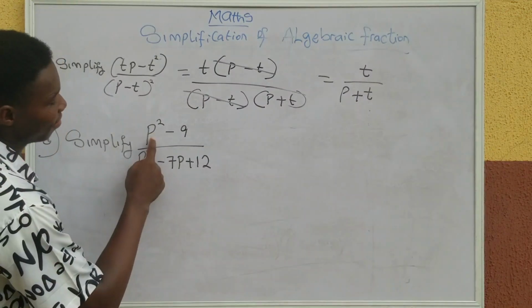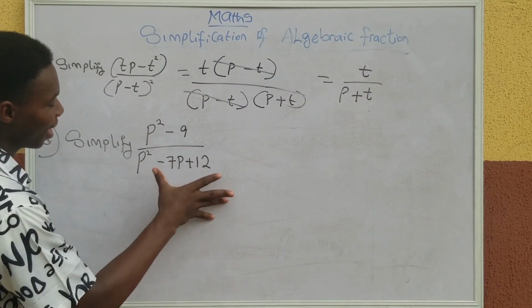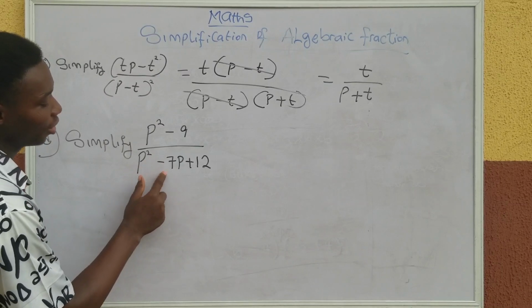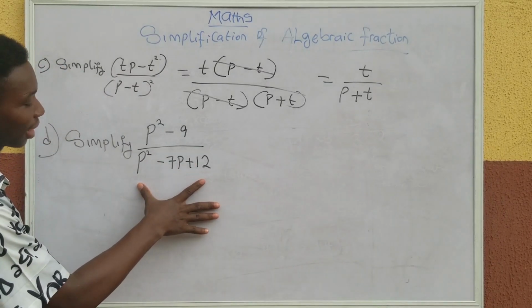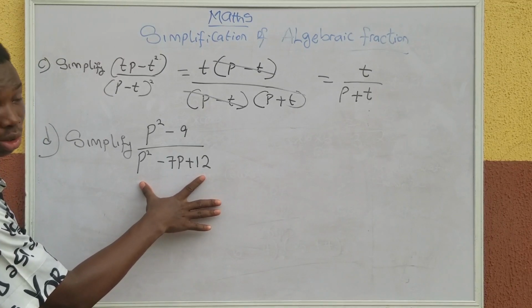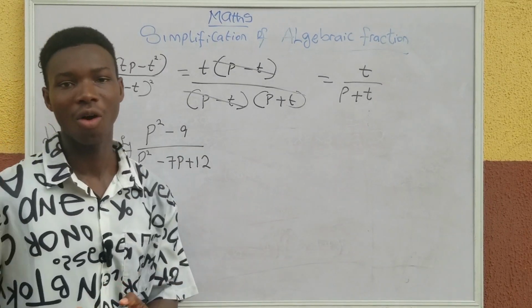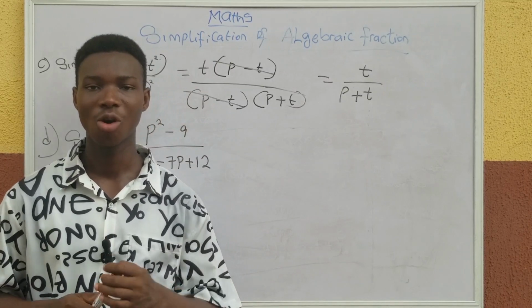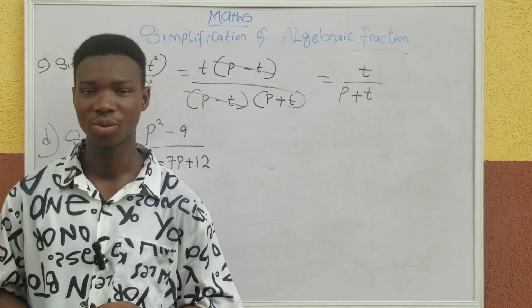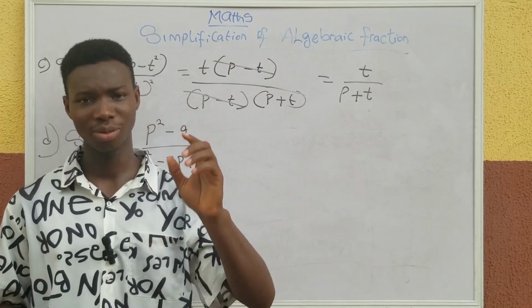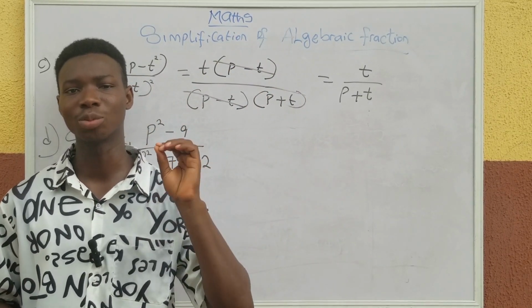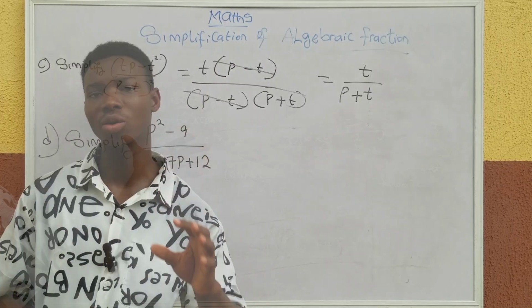Now, P squared minus 9 all over P squared minus 7P plus 12. But one thing I need you to understand is that whenever you are seeing an equation of this kind, it is always called a quadratic equation. Whenever an equation is having something raised to the power of 2, it is mostly called a quadratic equation.